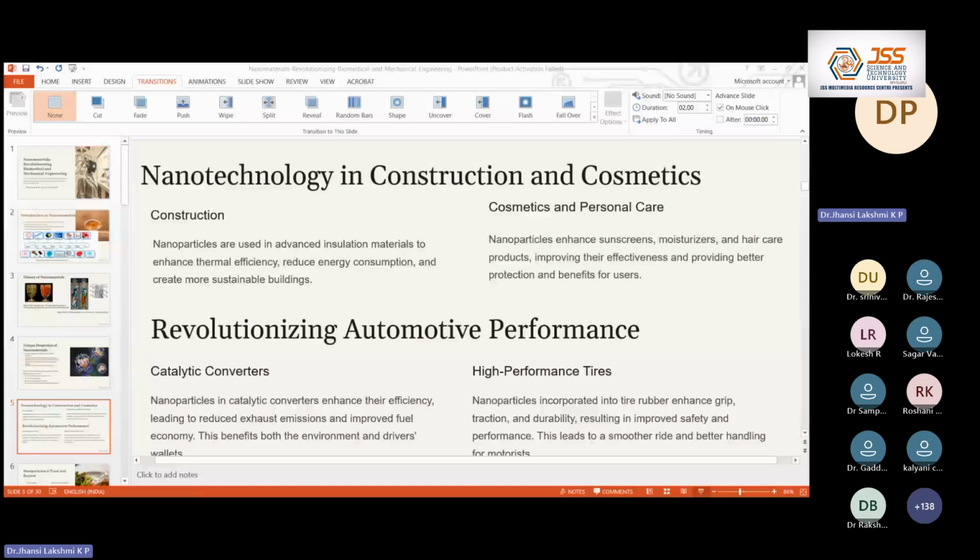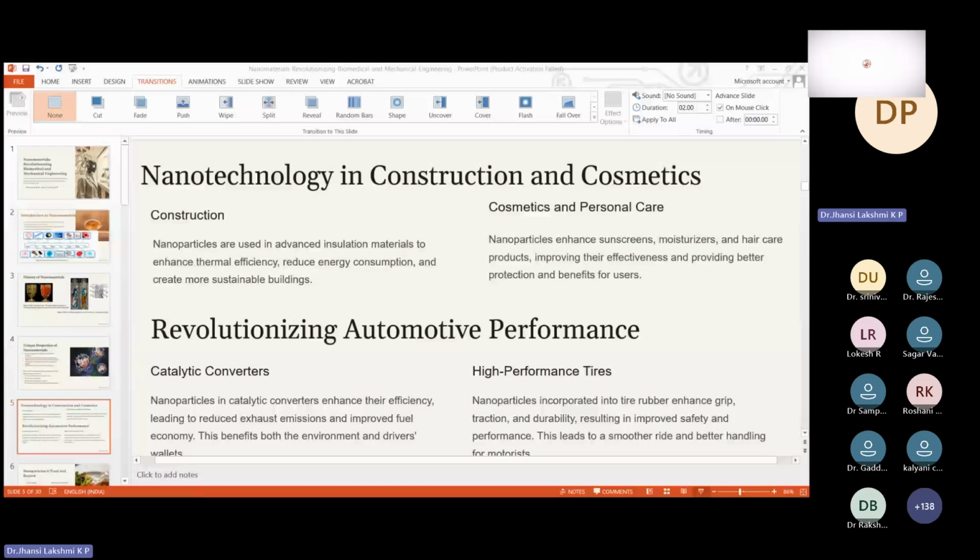In construction, nanoparticles are used in advanced insulation materials to enhance thermal efficiency, reduce energy consumption, and create more sustainable buildings. Nanomaterials have entered the cosmetics field also. Nanoparticles enhance sunscreens, moisturizers and hair care products by improving their UV protection and more. They provide better benefits than the conventional ones.